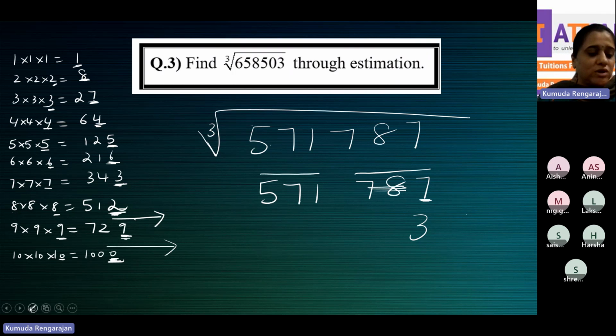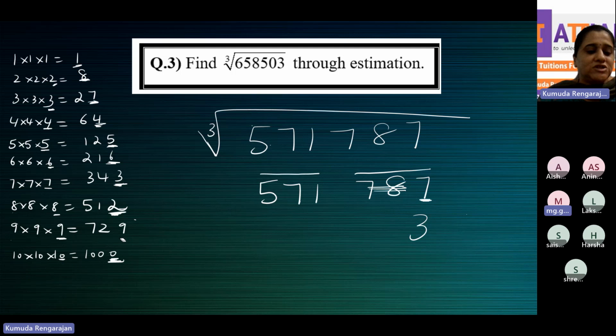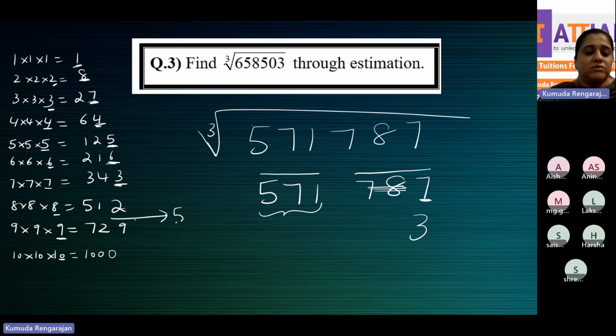Between which two numbers here? See, you can see the cube numbers, no? 8 cubed and 9 cubed. You can see the cube numbers from 1 to 1000: 1, 8, 27, 64, 125. 571 lies between which two cube numbers? 8 cubed and 9 cubed.